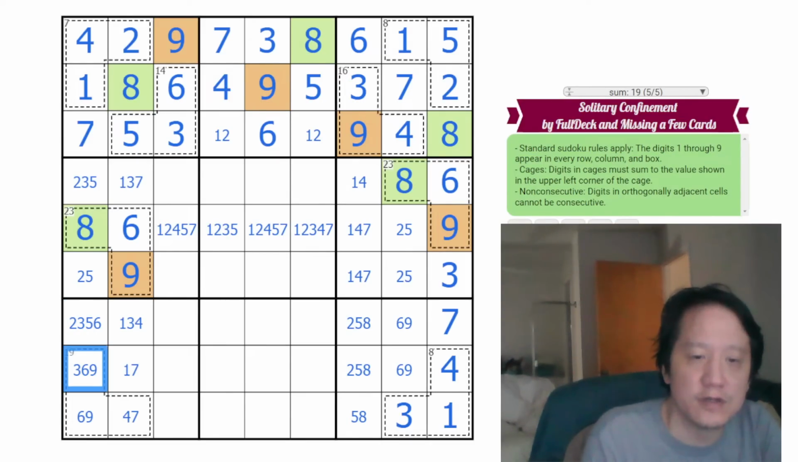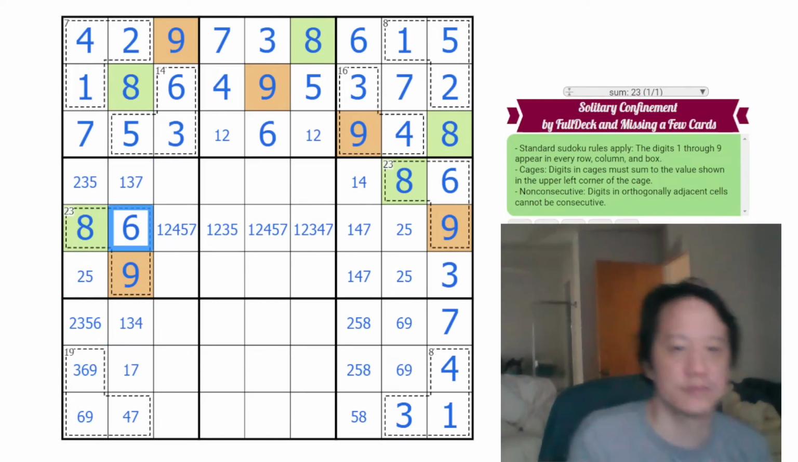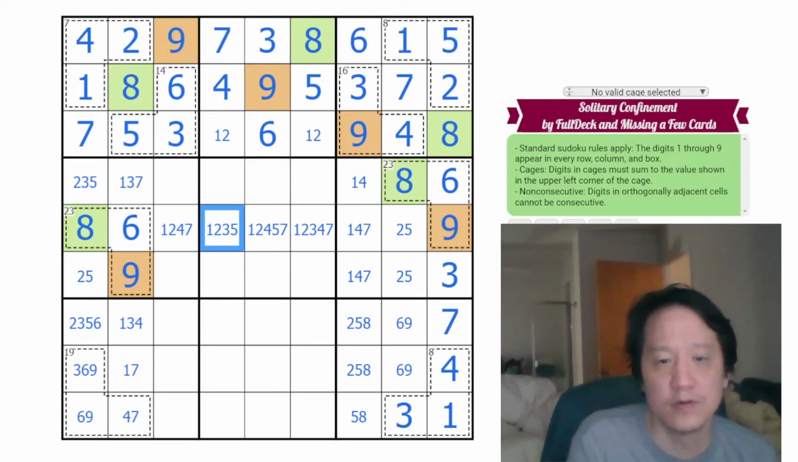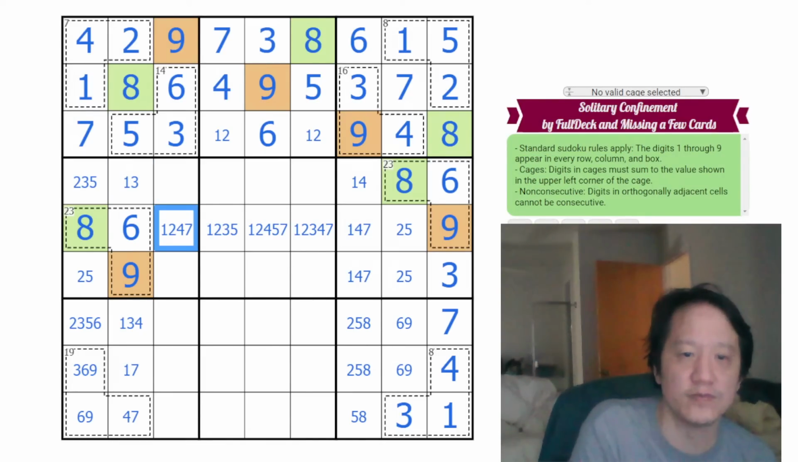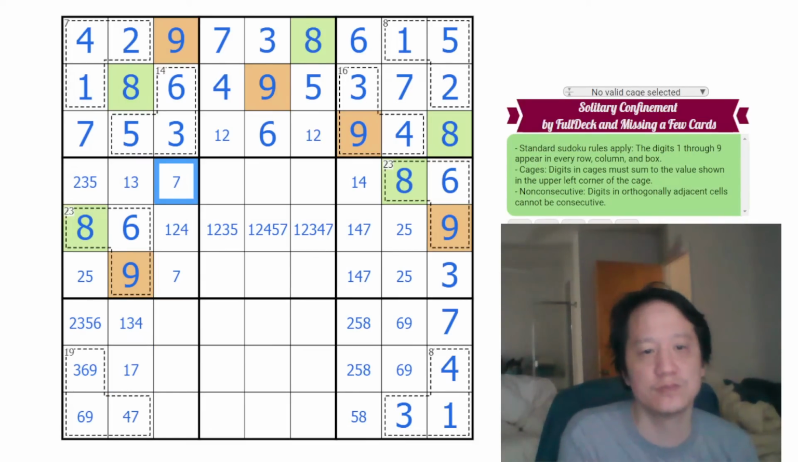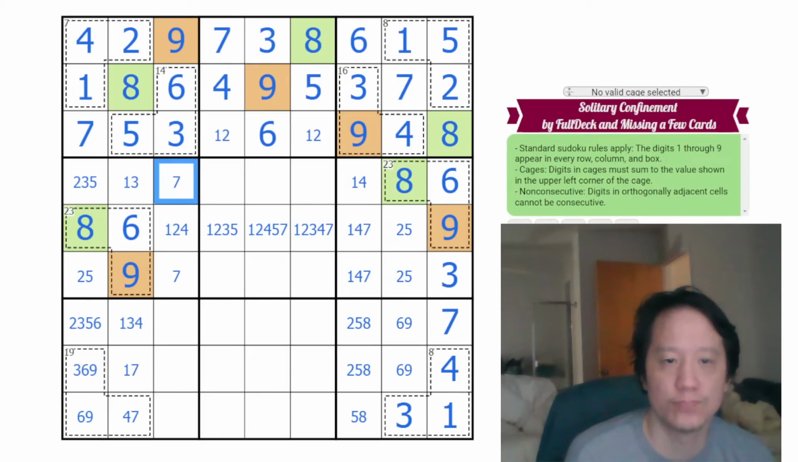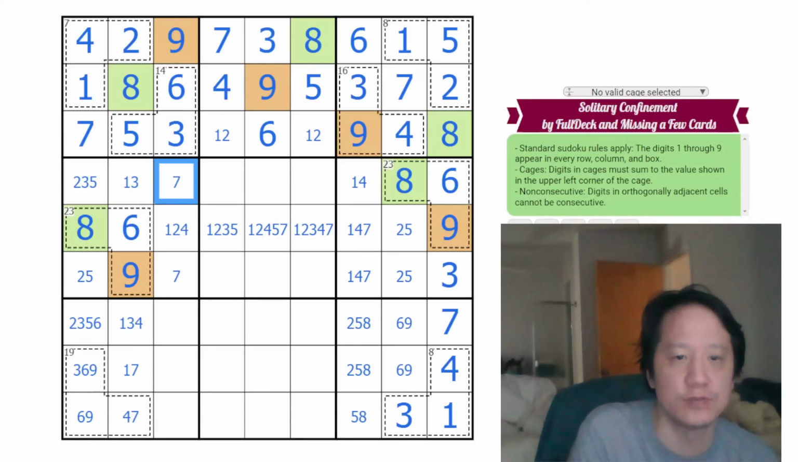Okay, we know the 9's here. And then this is 3 or 6, right? Okay, so this cannot be 5. 7's one of these. Oh, this can't be 7. So 7's one of these two, which means that's 7 or that's 7. Okay, so we got 1, 2, 3, 4. No 3. Okay, so this is 3. Both of these are 3.